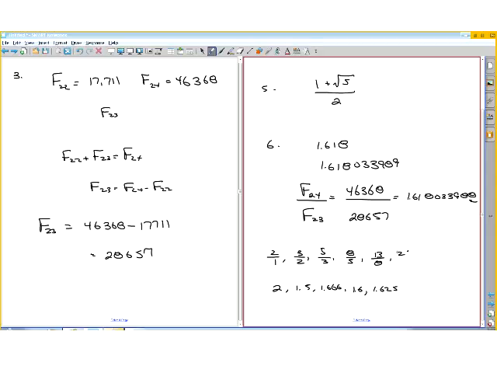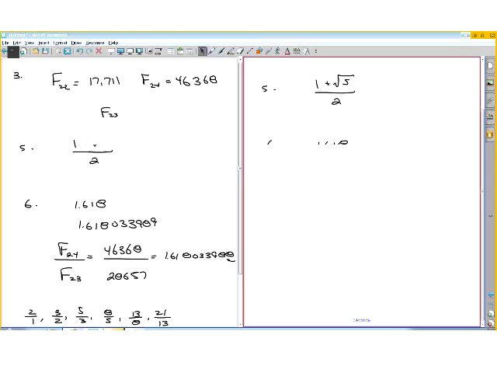Add these two to get 21. 21 divided by 13 is 1.615. So you can see it's approaching this number. It doesn't take that long for that to happen. So it's kind of a cool number.